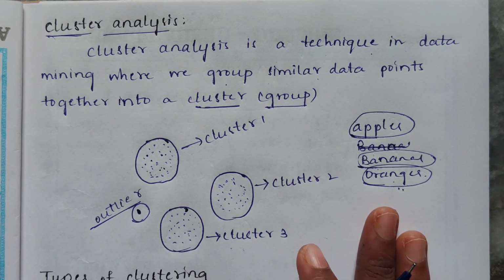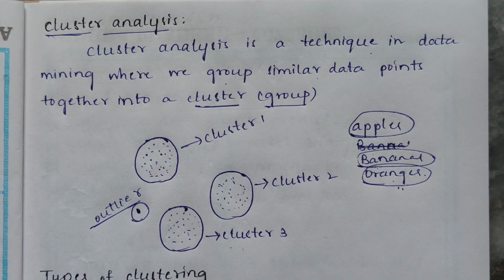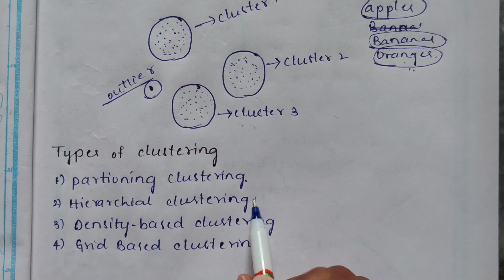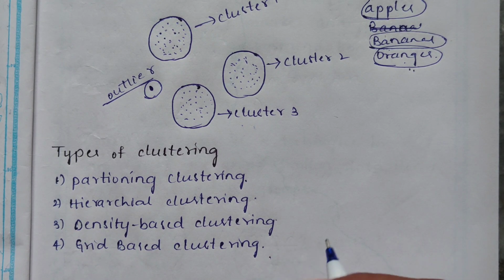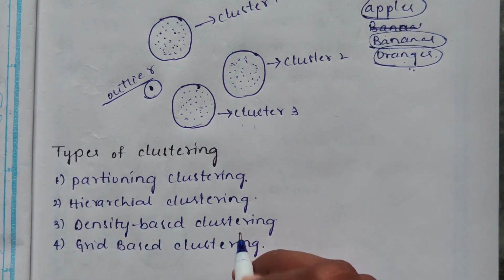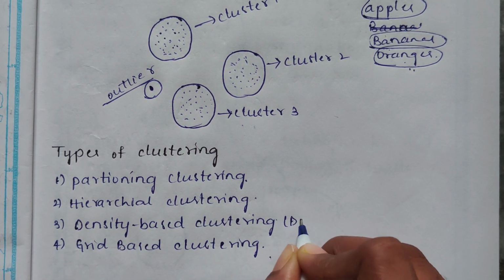In cluster analysis we have four types. Those are partitioning clustering, hierarchical clustering, density based clustering, and grid based clustering. Here I will be discussing these four clusterings, and these four are very important, so I will be making a specific video on each clustering. And density based clustering is also called DB-scan.